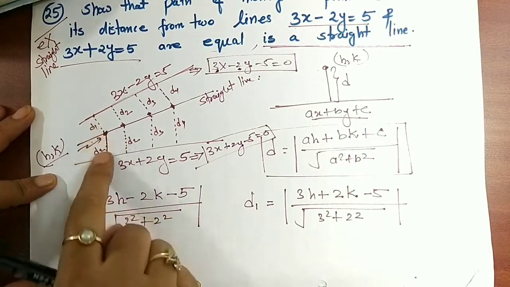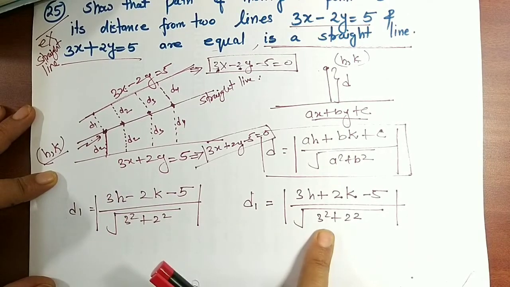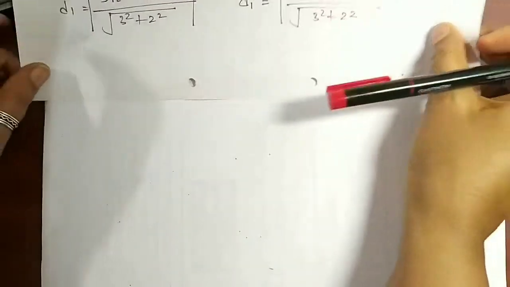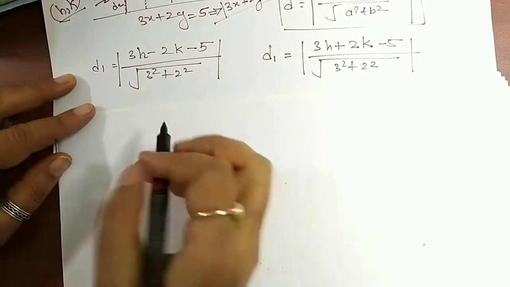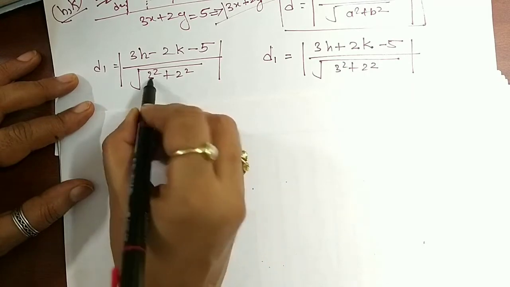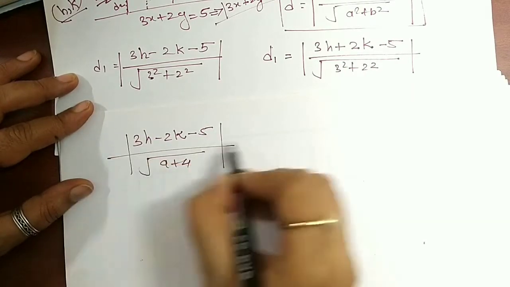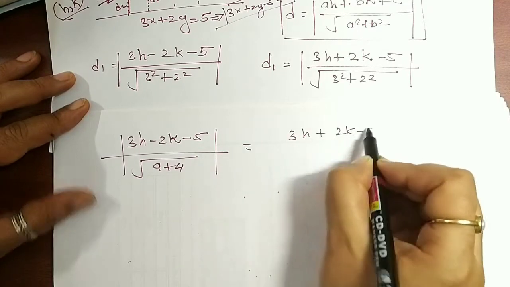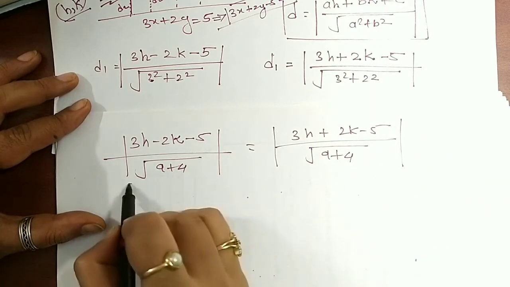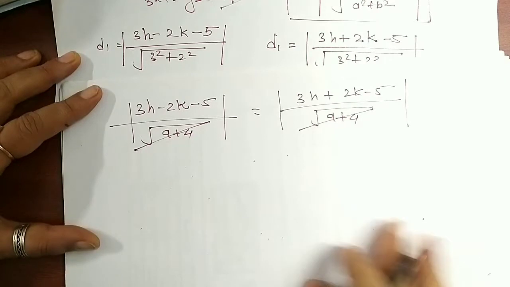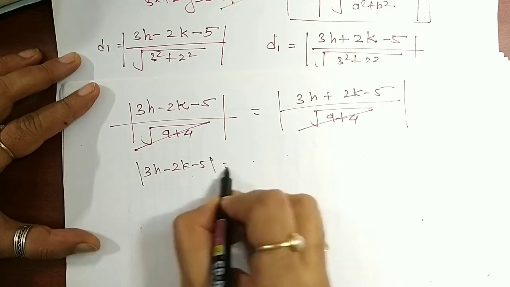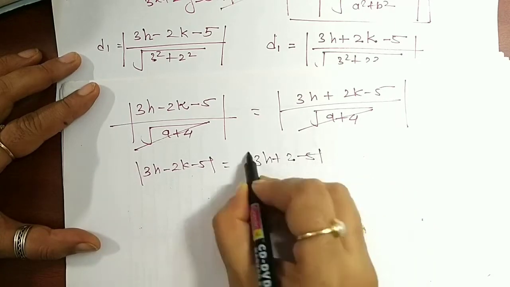Now I know these distances have to be equal because I have to find the path of h and k. I am putting this equal to this. Okay, so let me put it here. So I am writing |3h minus 2k minus 5| by root of 3 square plus 2 square, which is root of 9 plus 4, is equal to |3h plus 2k minus 5| by root of 9 plus 4. Both sides inside mod, both these terms are equal, so I can cancel them and I am getting this. So |3h minus 2k minus 5| is equal to |3h plus 2k minus 5|.